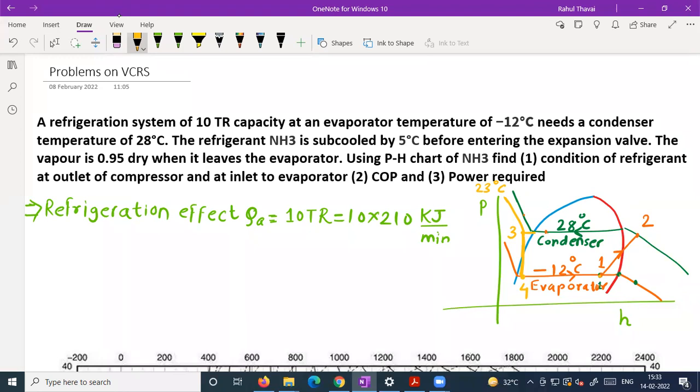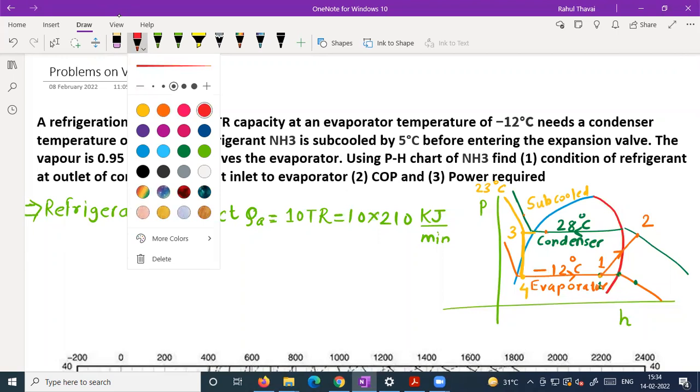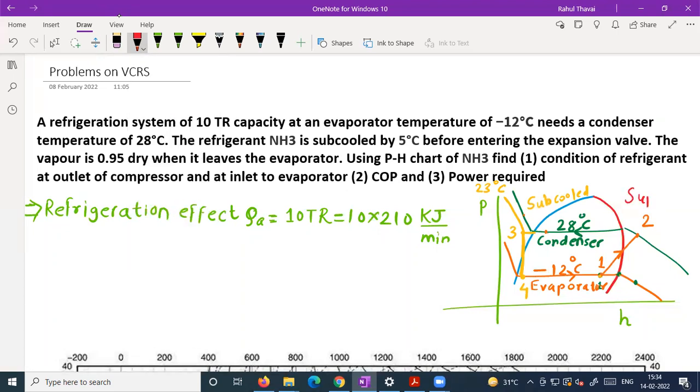Now one more thing: why is point number 3 coming on the left hand side of the saturated liquid line? Because you can see that the refrigerant is subcooled by 5 degrees Celsius. So this is the subcooled region. When you talk about the right hand side, it is the superheated region. Try to understand: left hand side is subcooled, right hand side is superheated, and the inside region is the wet region.